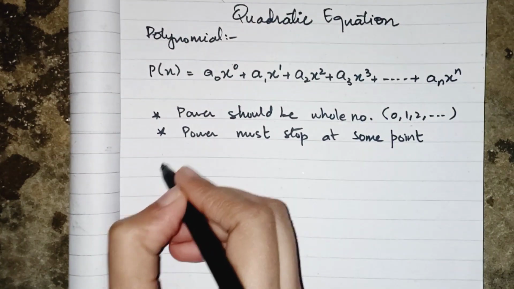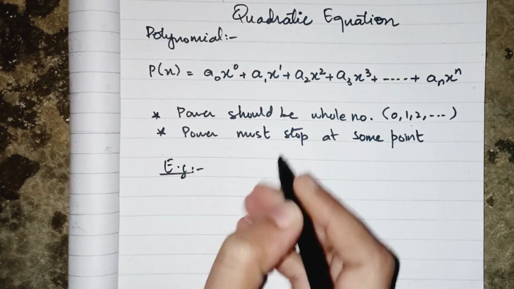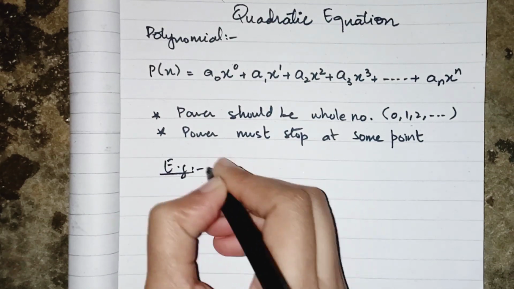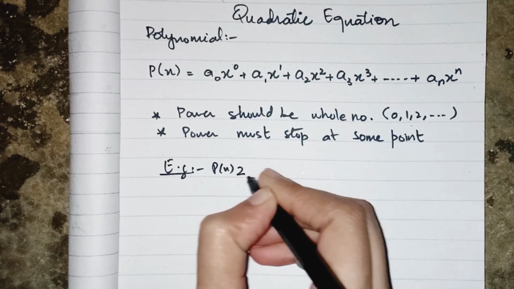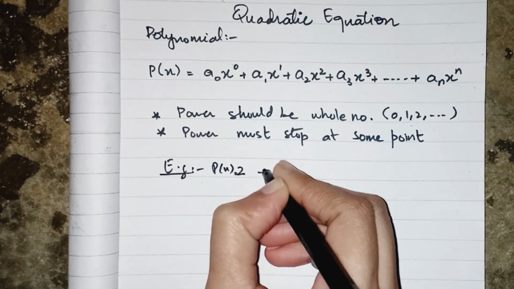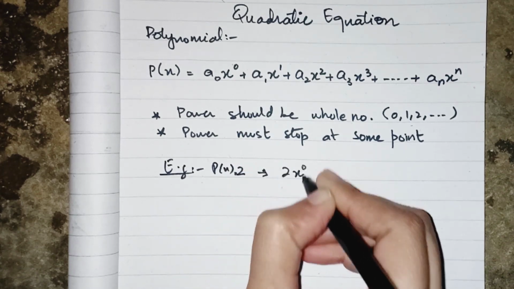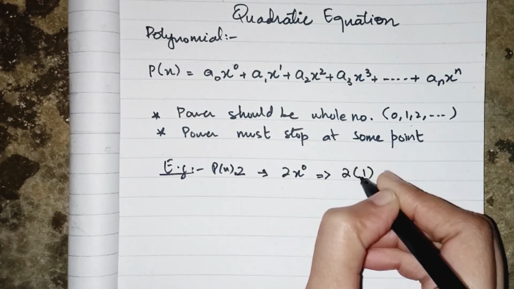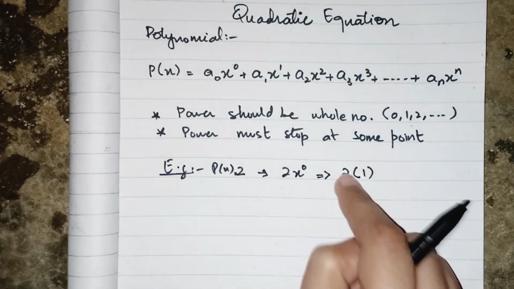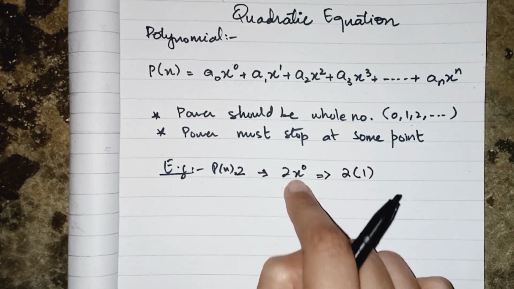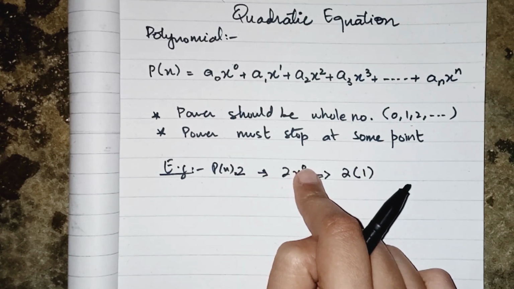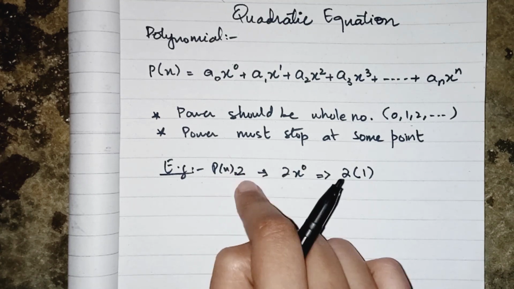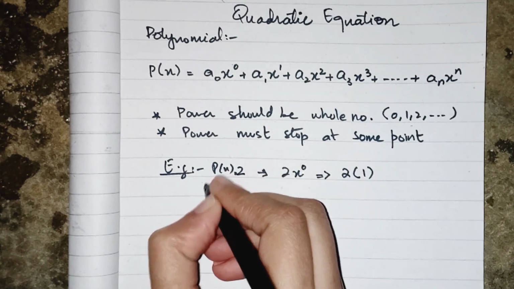For example, we have 2. Is this a polynomial? Yes, it is, because this is like x to the power 0. So x to the power 0 is equivalent to 1, and it will be converted into 2. Over here 0 is a whole number, so we can say that 2 is a polynomial.